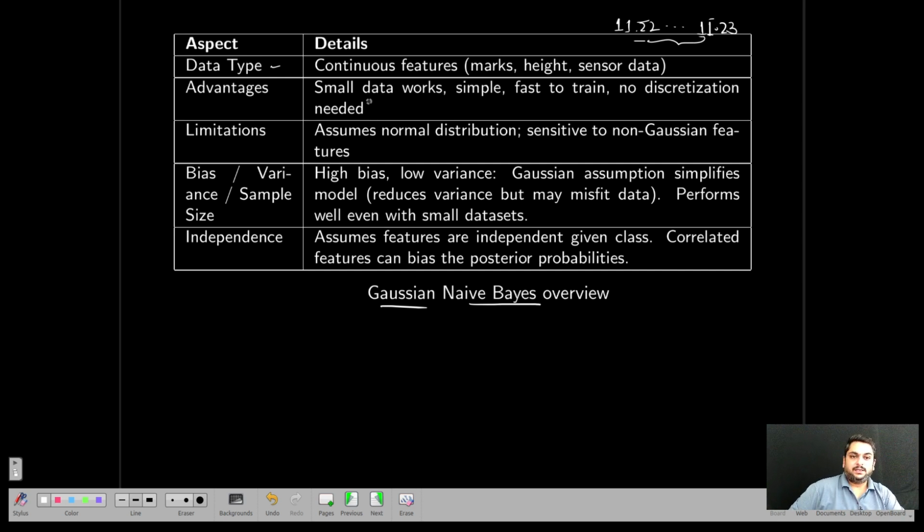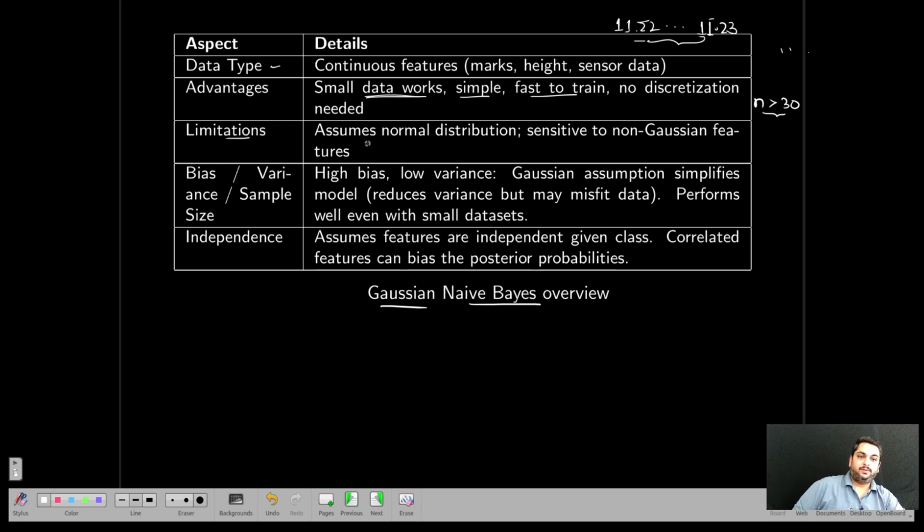What are its advantages? You already know the advantage of normal distribution. Everything is attributed to the central limit theorem. In the probability and statistics video, I have explained in detail what it is. So small data also works, because according to the central limit theorem, if the sample size is greater than 30, I can easily apply my normal distribution. So it is simple, fast to train, and no discretization is needed. That means I need not convert this to discrete values like 11, 12. So it still works.